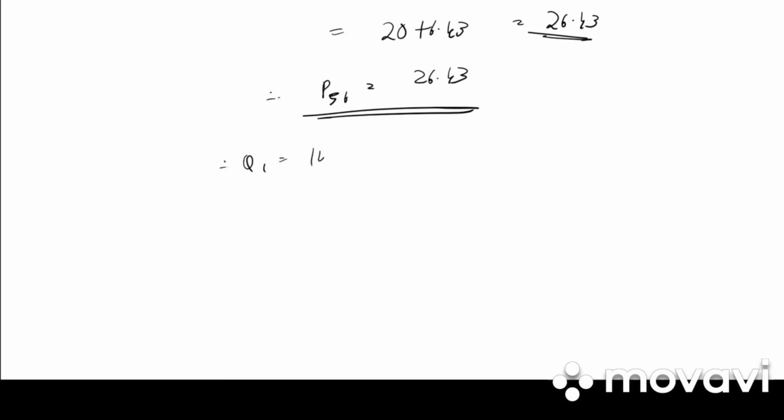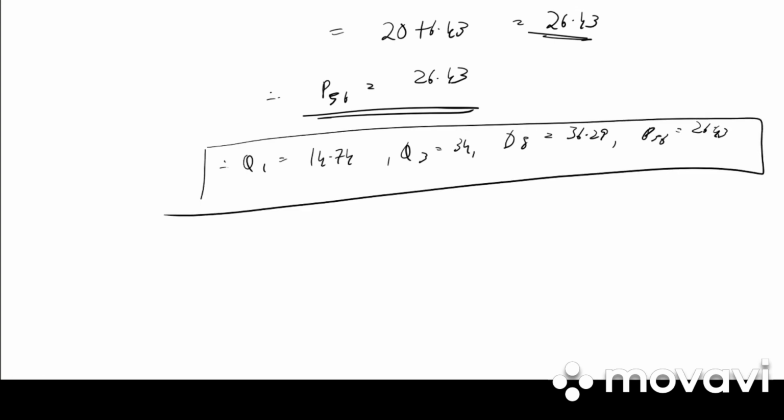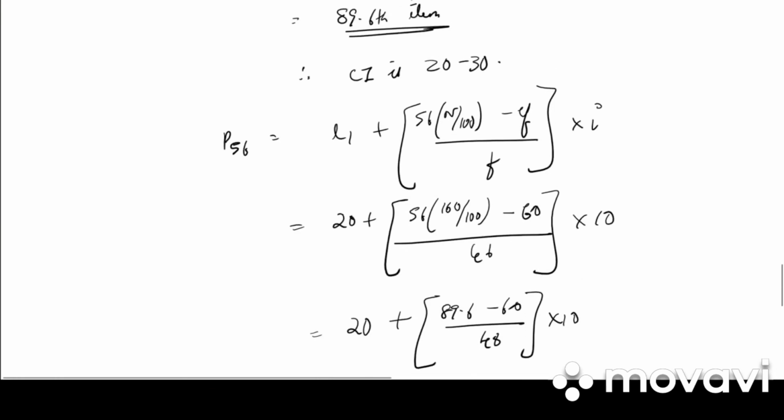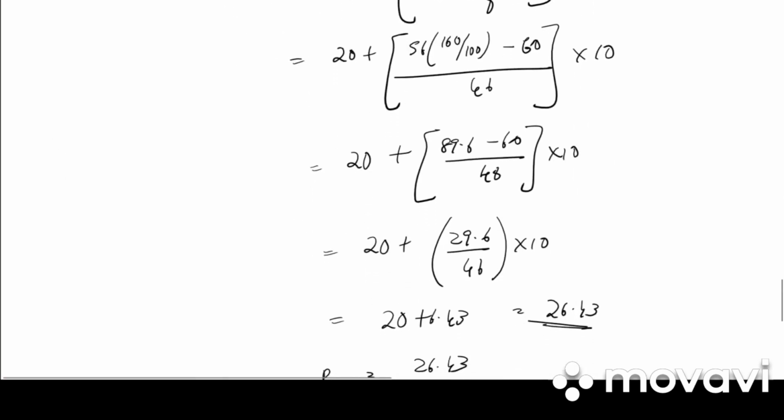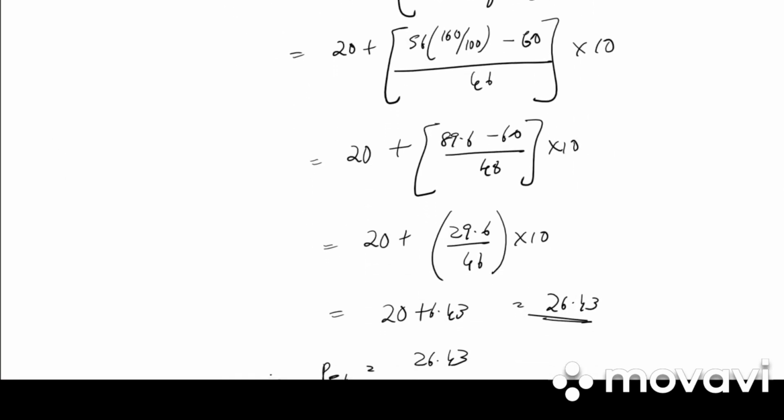Therefore, Q1 is 14.74. Q3 is 34. D8 is 36.29. And P56 is 26.43. Clear? So the partition value is a very small topic in this chapter. The main topics are median and mode. So we are done with the partition value. Tomorrow onwards I would be starting the next topic, that is mode.